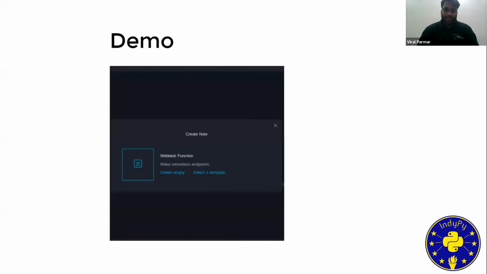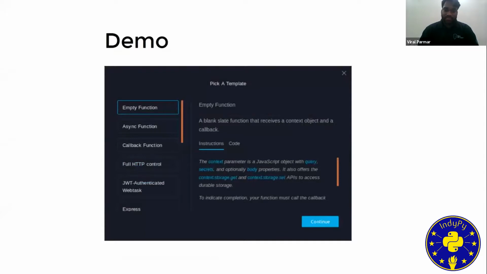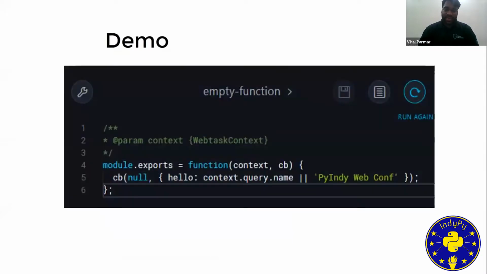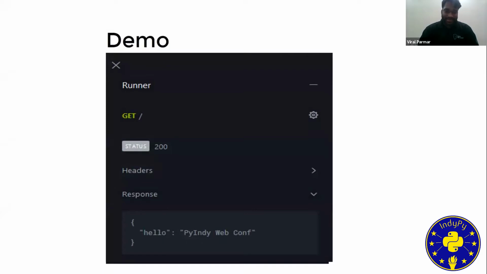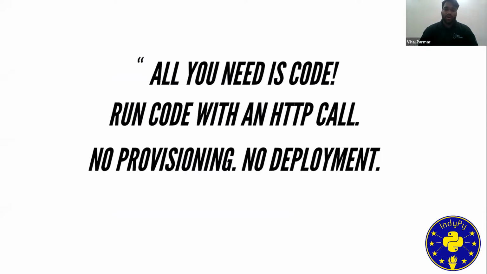We can create any function. We can take an empty function and code it ourselves, like I did here in this snapshot. As you can see, hello is a query, and the output will be PyIndy web conf. So the output for this whole function will be shown like this: PyIndy web conf. All you need is to run code with an HTTP call, with no provisioning and no deployment.